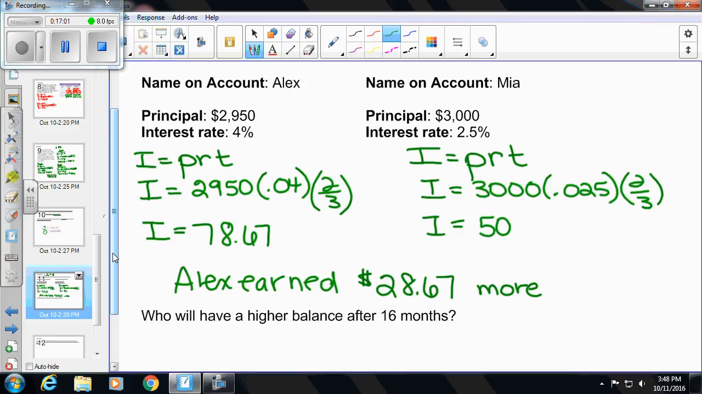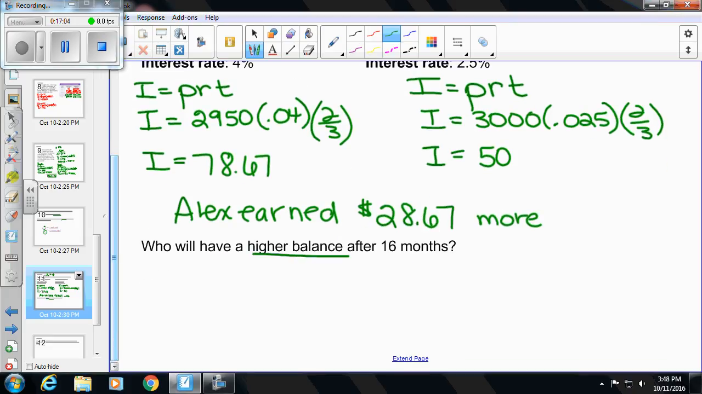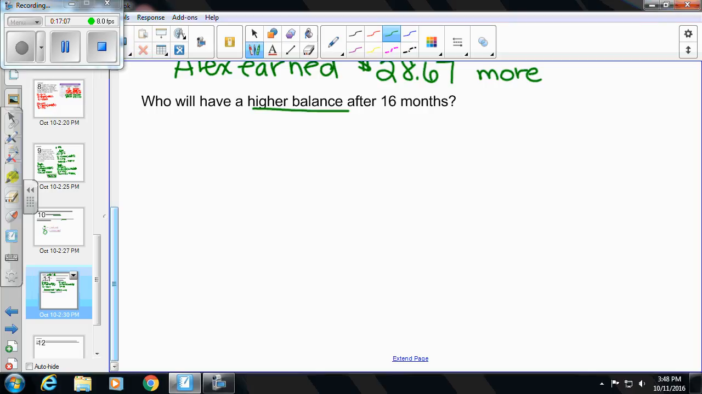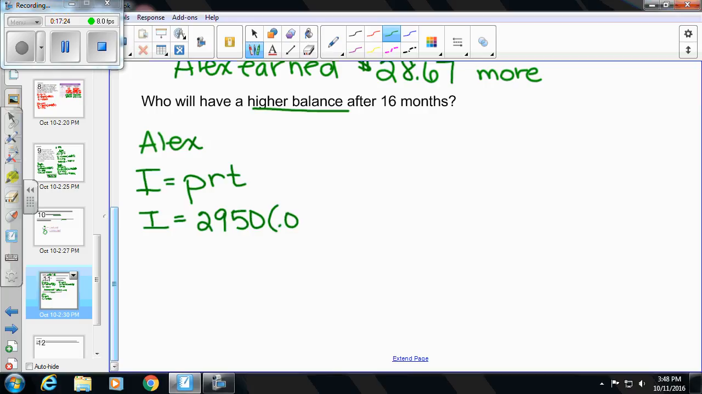Now, who's going to have a higher balance after 16 months? So let's look at this. Let's look at Alex. Principal is $2,950. Rate is still 0.04. Now I'm working with 16 months. Let's do this here. 16 months. 4 goes into 16 4 times, 4 goes into 12 3 times, so 4/3.